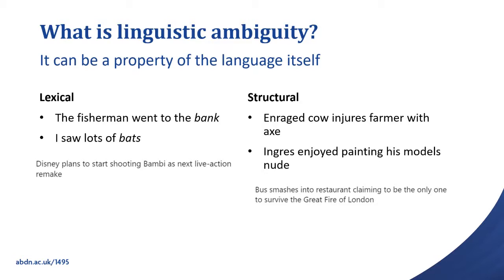I have another newspaper headline here. I collect bad newspaper headlines. But bus smashes into restaurant claiming to be the only one to survive the Great Fire of London. Now, we assume that it's the restaurant that claims to be the only one to survive the Great Fire of London, but it sounds a bit like they mean it was the bus. And again, the ambiguity here arises because the underlying structure of that sentence can be interpreted in two different ways.